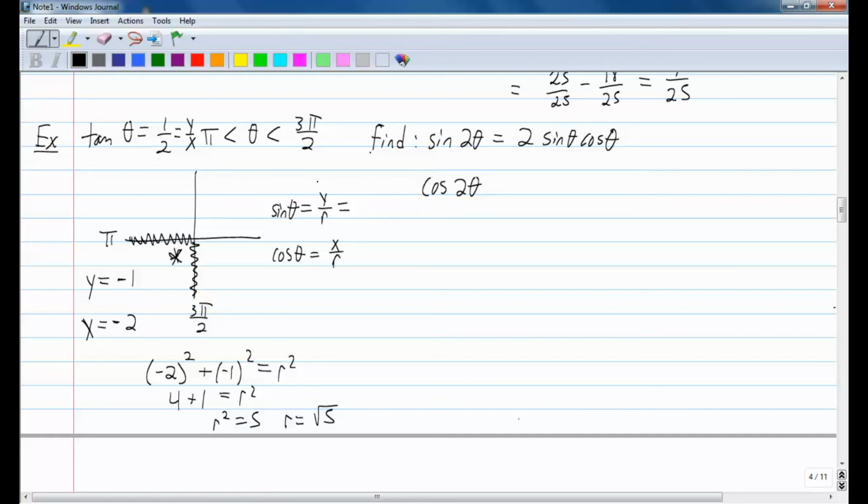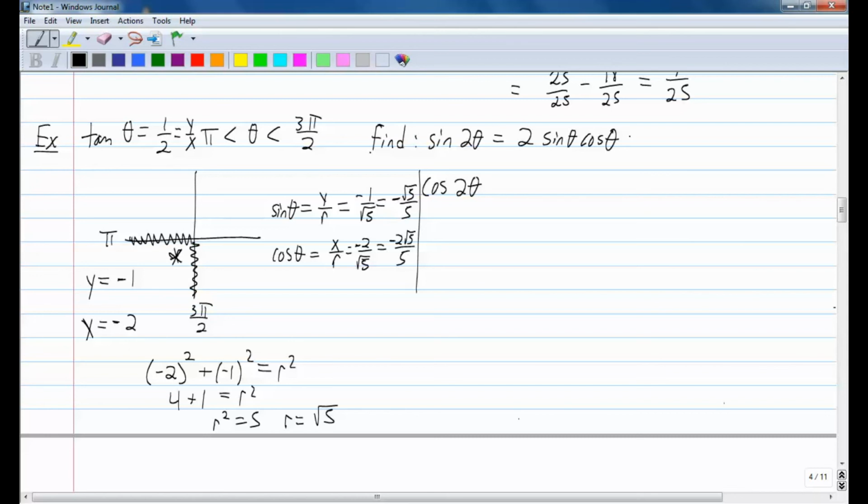So sine of theta is negative 1 over the square root of 5, which when you rationalize you get negative square root of 5 over 5. Okay, and cosine is x over r, so x was negative 2. So you have negative 2 over the square root of 5, or negative 2 square roots of 5 over 5 when you rationalize.